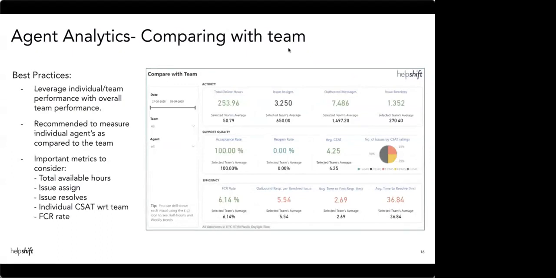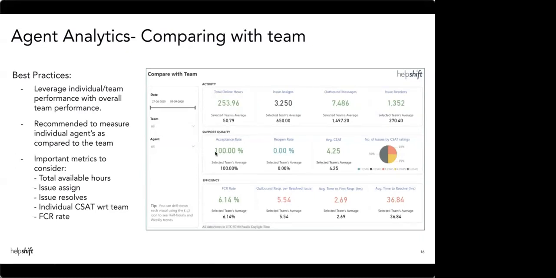How do you compare individual agent metrics with respect to the team's performance? You can select the agent or team you want to compare with the overall team numbers. Once you have applied the filters, the value in green would give you your agent metrics number, and the one in black would give you the entire team's number to compare with the agent metrics and value.